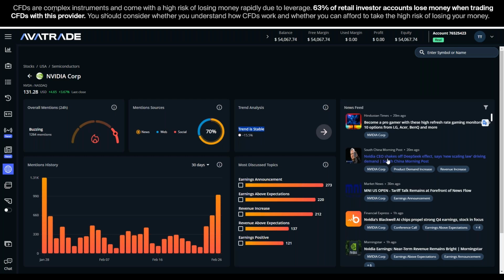Here's an article about the CEO of NVIDIA saying that the DeepSeek effect is shaking it off, saying it's not a long-term driver of their success, etc. If you don't know what DeepSeek is, it's an AI company that found a way to create a chatbot and an AI product without the need for NVIDIA's expensive chips.